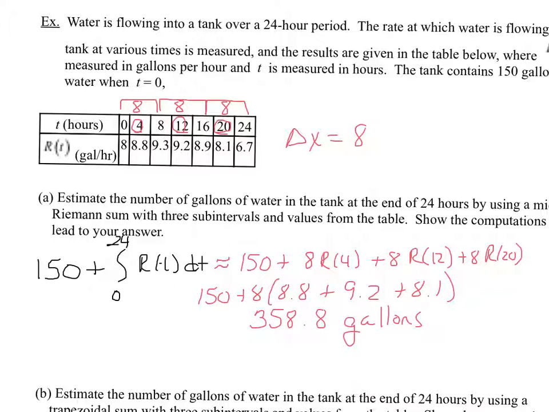All right, so this is asking us the number of gallons of water in the tank. If it asks for the number of gallons added, you wouldn't have to add the 150. But since we started out with 150 gallons, you have to include that. Any questions on that one? So midpoint Riemann sum, not bad. The next one asks us to do what?